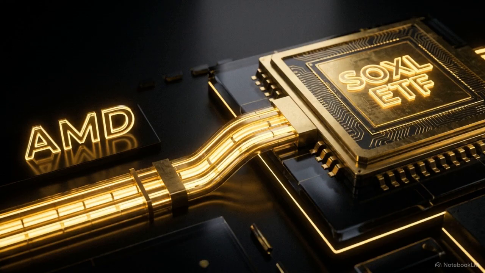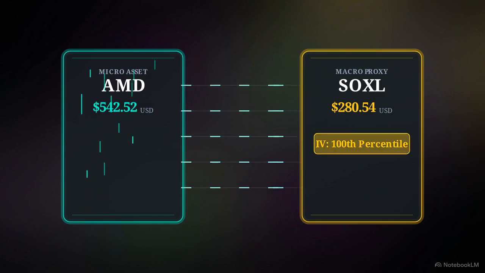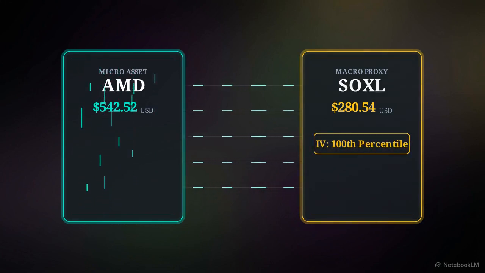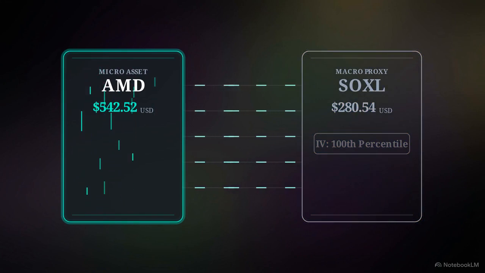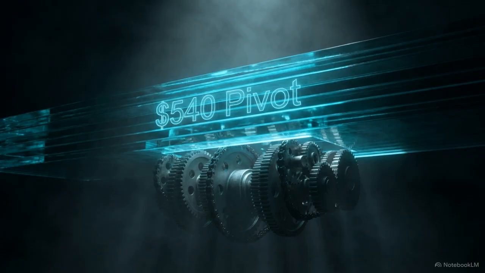To understand if that line will hold, we have to look outside of AMD and check the broader semiconductor sector proxy, the SOXL ETF. This dual-panel display tracks that sector capital. SOXL is currently trading at $280.54, but its implied volatility has reached the 100th percentile. The broader sector is showing clear signs of mechanical exhaustion. If the broader sector stalls, institutional capital inflows dry up. That starves AMD of the macro support required to sustain its current height. Without that rising tide, AMD's survival relies entirely on localized options mechanics right at that $540 pivot.